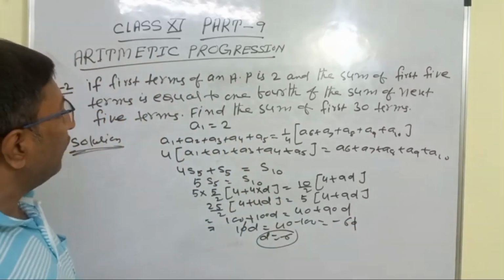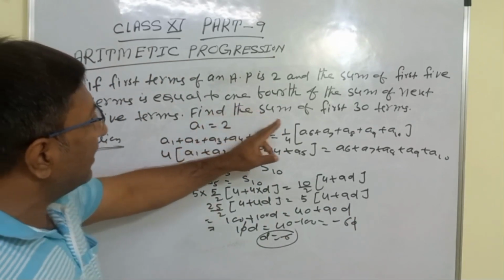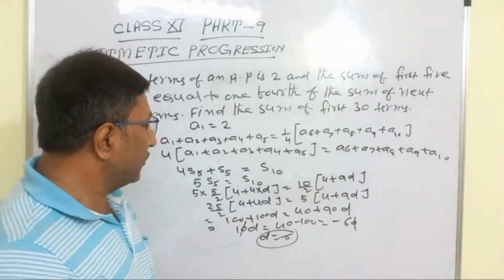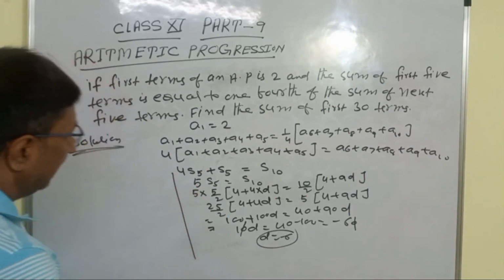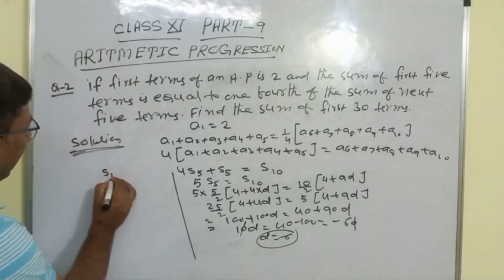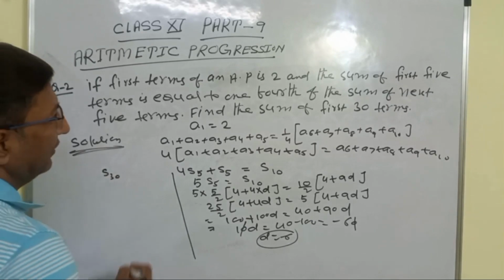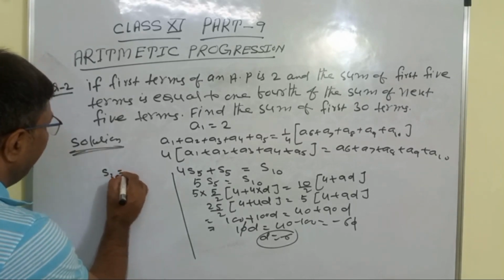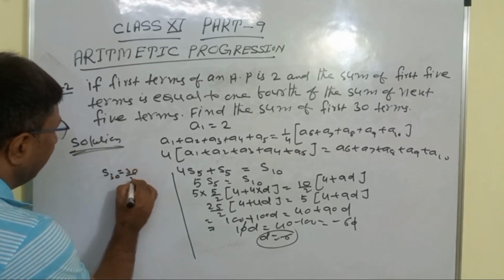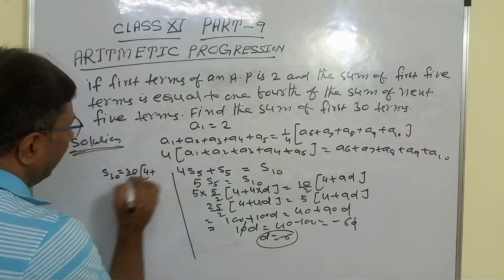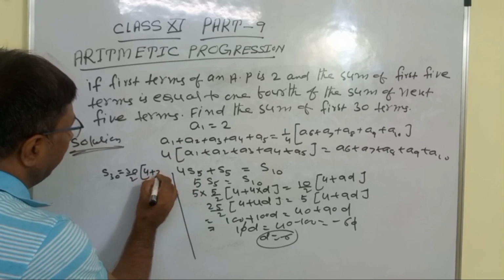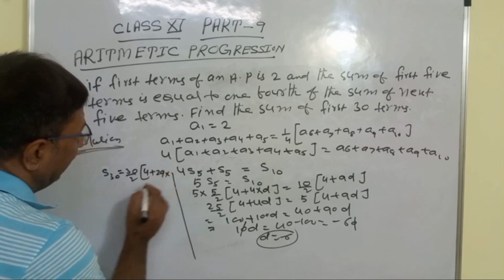Now we have to find what? Find the sum of first 30 terms. So we have to find the sum of first 30 terms. So the sum of first 30 terms is what? We have to find S30. So S30 sum will be what? n by 2, that is 30 by 2, into 2a, so 2 2s are 4, plus n minus 1, that is 29, and into d, d is what?